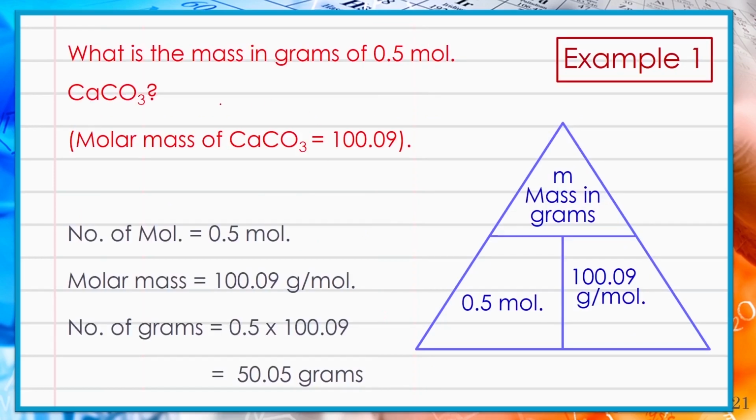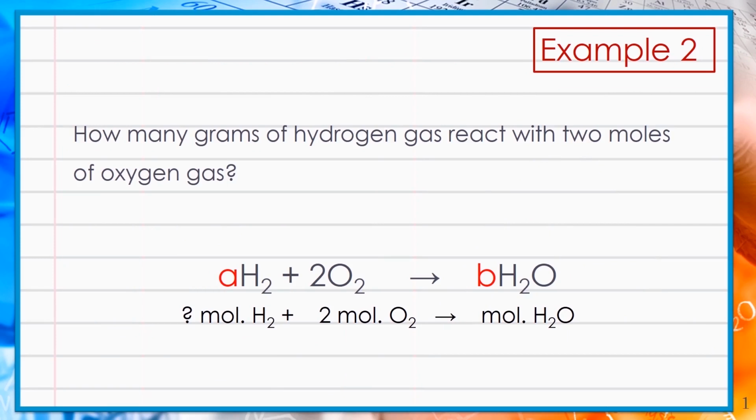If we need to know the mass in grams of 0.5 moles of calcium carbonate, we can multiply the number of moles, which is 0.5, by the molar mass of calcium carbonate, which is equal to 100.09. This gives us that the number of grams is 50.05 grams. But how can we use the conversion of moles to grams in practice?